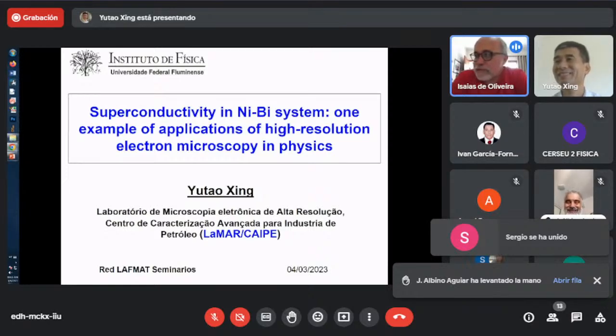One example of application of high-resolution electron microscopy in physics.